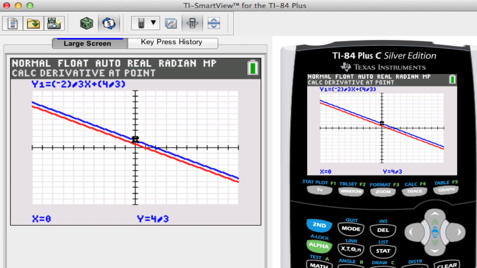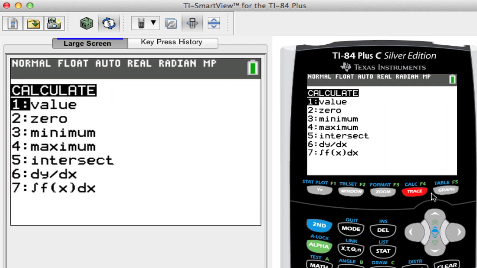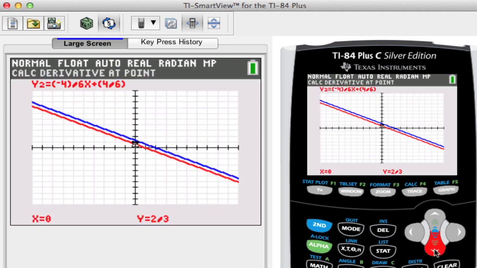We're just going to press enter, and we see the slope comes out to be a negative 0.667. And then let's do the same thing for the second line. So let's click second and then trace. Let's go down to 6 again. And now let's arrow down to the red line and let's press enter. And again, we see that the slope is the same, the negative 0.667.